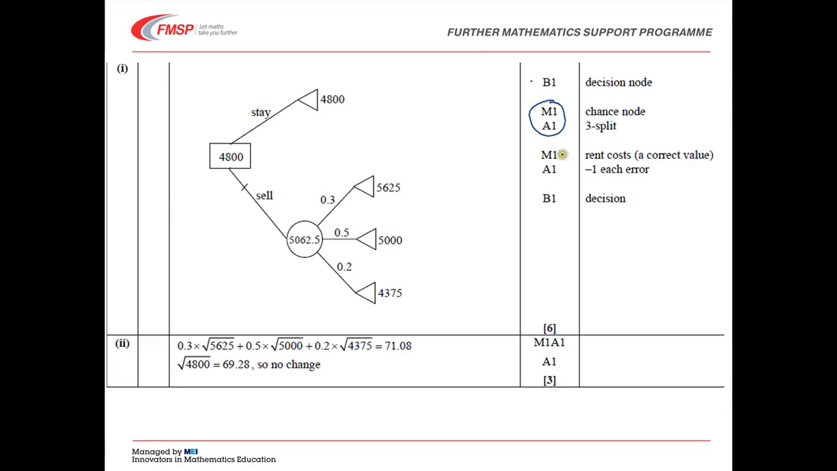Then there's 2 marks for getting these costs, 1 for getting a correct value and another one if they're all correct, and finally 1 mark at the end for writing down the decision that he makes, so when I wrote the answer. The utility, there's 1 mark for calculating the utility function for the different probabilities, and 1 mark for calculating root 4,800 and saying that he shouldn't change his decision.